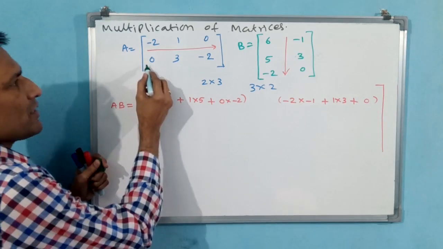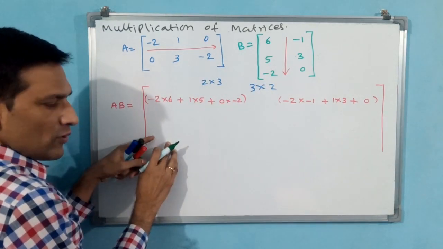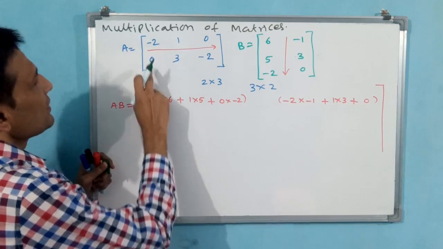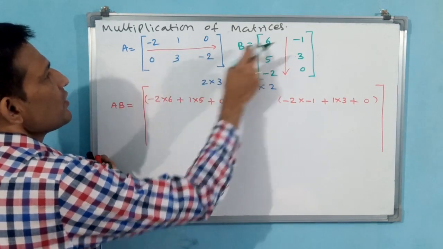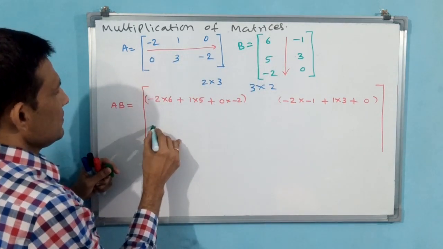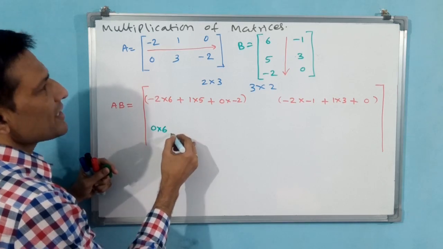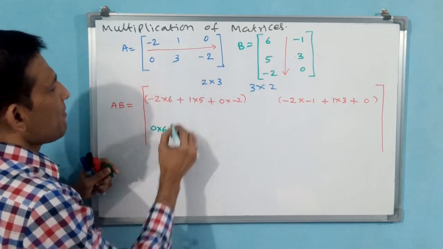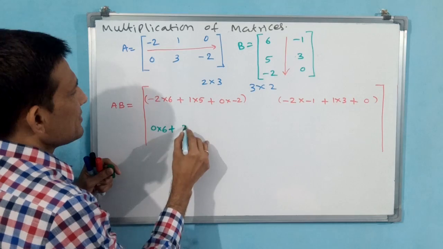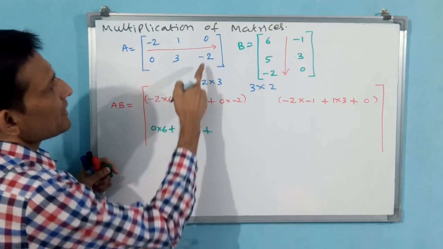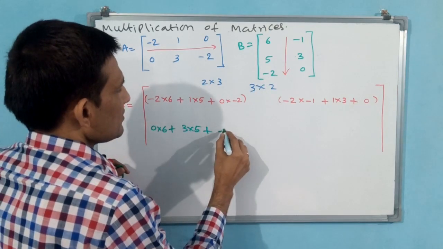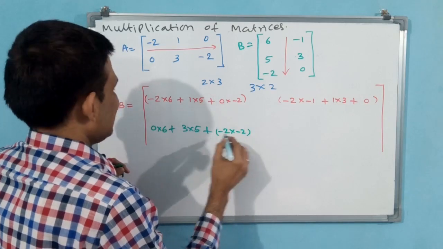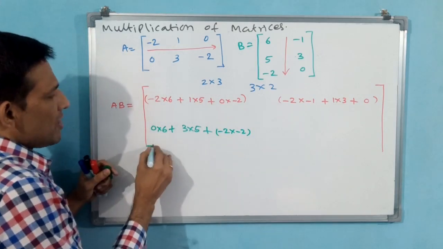Now you go for second row, first column. This is second row, first column. Second row, first column. 0 into 6. We need not write 0 and 6; 0 directly we can write, but okay. Plus 3 into 5. Plus -2 into -2.